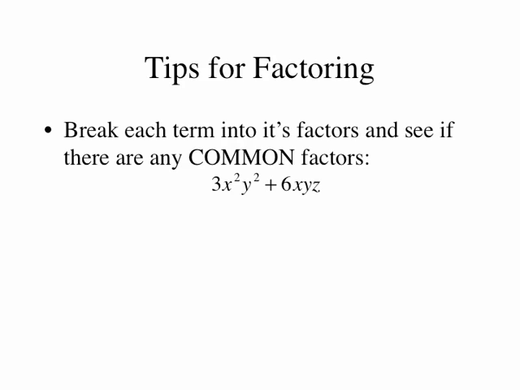Some tips for factoring. It's helpful to break each term into its factors and then see if the terms have any factors in common. So for example, if I wanted to factor the expression 3x squared y squared plus 6xyz, it would be helpful to write each of the terms in terms of its factors. So this first term, 3x squared y squared, can be rewritten as 3 times x times x times y times y. The second term can be written as 3 times 2 times x times y times z.